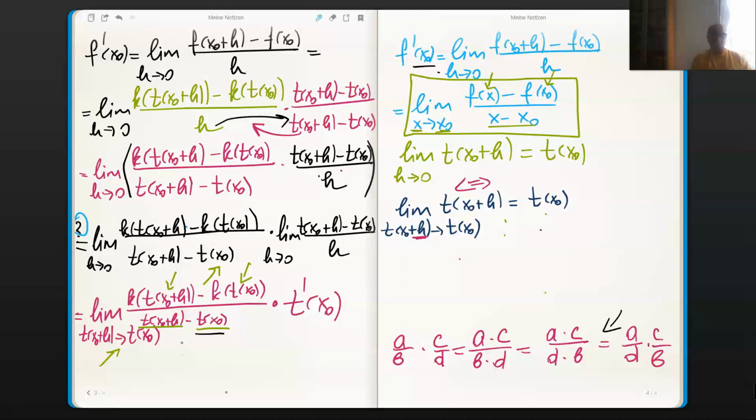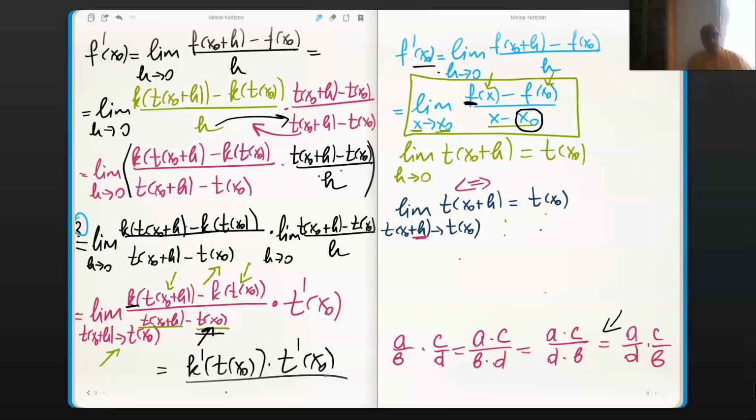Just pause the video, compare the right-hand side with the left-hand side, and see it's exactly the same. There's nothing going differently. It's really exactly the same, but the derivative was at x0 of f. Now, this is the derivative of k at t of x0. That's it. So what we have is k prime at t of x0 times t prime at x0.